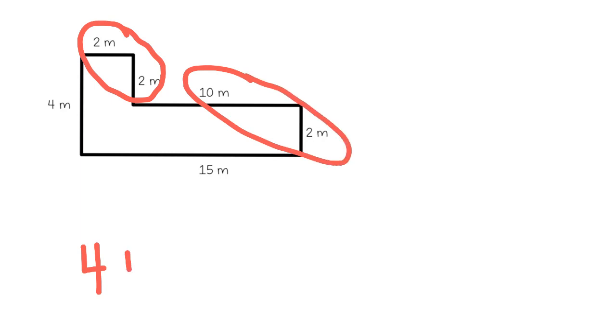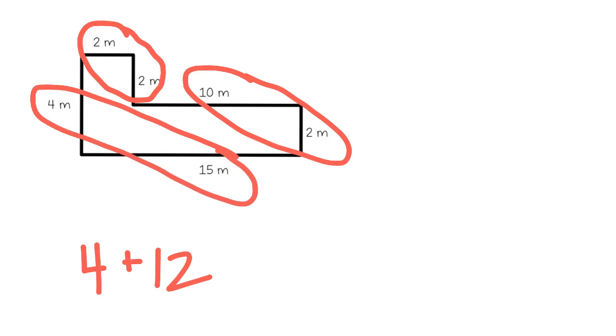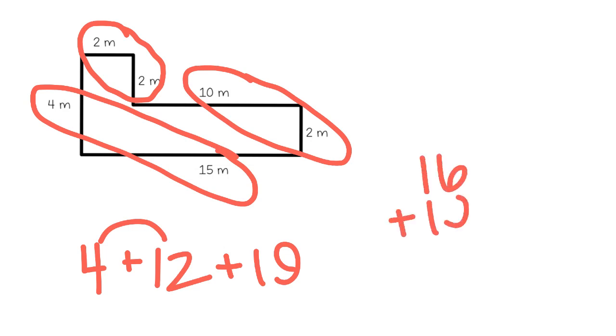So 10 plus 2 is 12. And then I'm going to do the bottom plus the left side. So 15 plus 4 gets 19. So now 4 plus 12 would give me 16. And then 16 plus 19, 6 and 9 is 15, 1, 2, 3. So I'd get 35 meters. So again, perimeter. It doesn't really matter how you add up all the sides as long as you're adding up all the sides together. Okay?